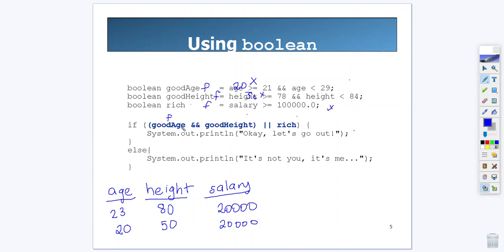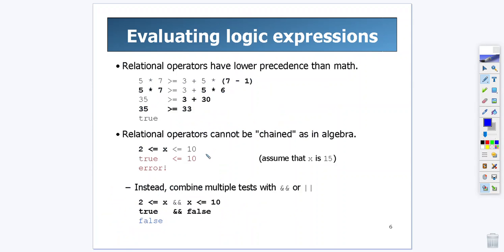So if I'm a good age and a good height, or if I'm rich, well, I'm not a good age, I'm not a good height, so it fails this. But it's not going to short circuit evaluation because remember, with an or, it's just looking to see if something is true. And unfortunately it's not, so it's going to say it's not you, it's me. On the previous example, it did do a short circuit evaluation when this was true, and that passed. It didn't have to see if you were rich or not because you passed the first condition.